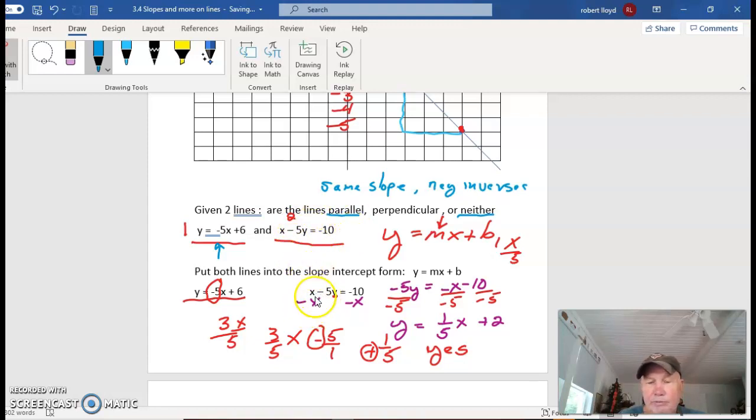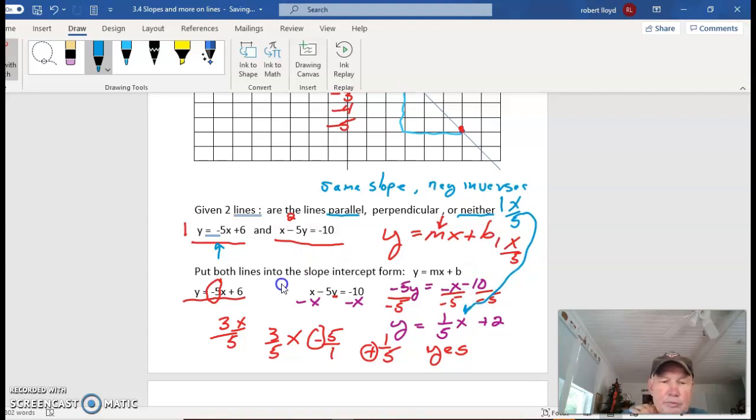So we would get rid of the x on the left-hand side with a negative x. And then we would have negative 5y equals negative x minus 10. And then we'd have to divide everything by a negative 5. So we get y equals 1/5 x plus 2. When you have something like this, x over 5, what's the slope? Well, we have 1x, so it's 1/5. You want to write it like that.